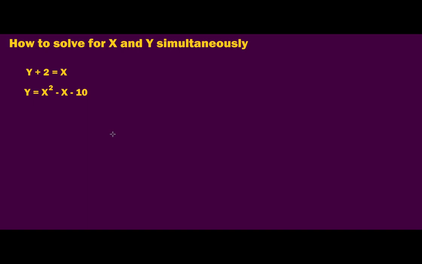So today we're going to learn how to solve for x and y simultaneously. So we have y plus 2 equals x and y equals x squared minus x minus 10. We'll take this equation as our equation 1 and this as our equation 2, right? So first step, I want to write equation 1 in terms of y, so I can substitute it into this second equation and find my x, right?